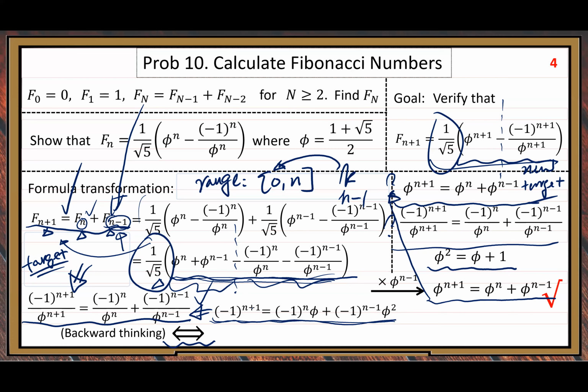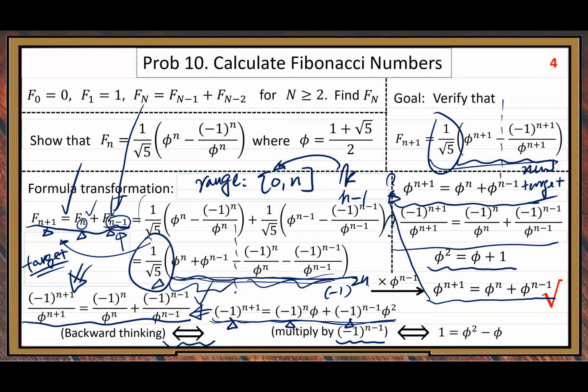Because this -1 to a certain power is quite annoying, not very friendly, and makes the formula more complicated, in our next round of simplification we want to remove the -1 power. How do we do it? We multiply by -1 to the n-1 power. After the modification, the left-hand side becomes 1, because n plus 1 plus n-1 is 2n, and -1 to the 2n is 1.